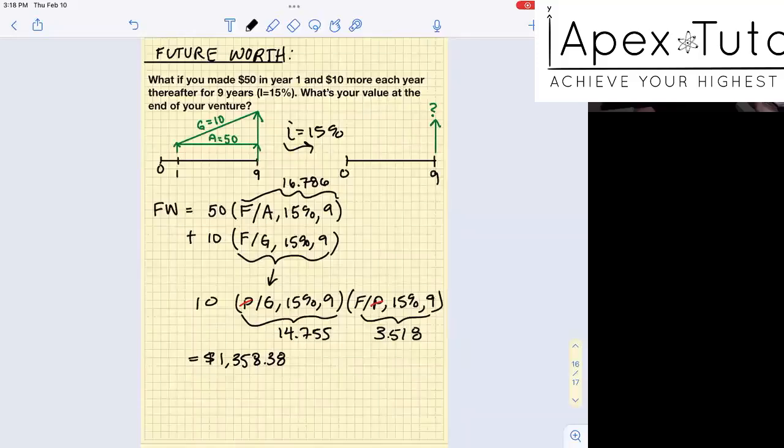Is that the future worth? Yeah. So instead of making $10 in year one and making $50 in year one and making $10 every year thereafter for 9 years, I could just be paid one payment of $1,358.38 at year 9, and it would be equivalent as long as I know my interest rate's 15%. Questions about that? We can do this with any combination of them as long as they cancel out to the ones that we want, right? Yep.